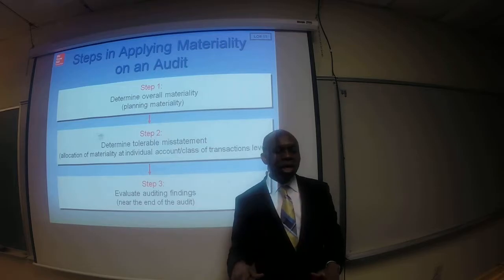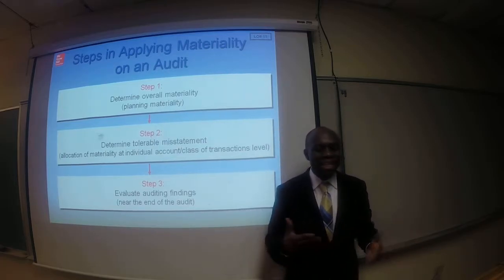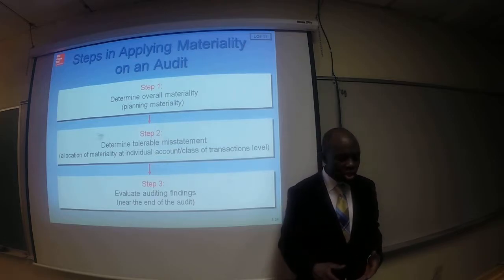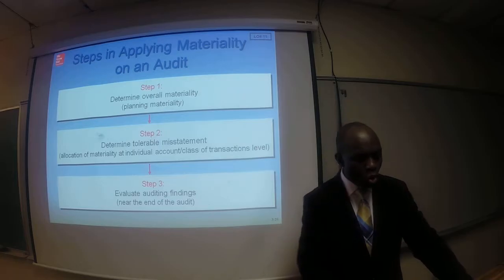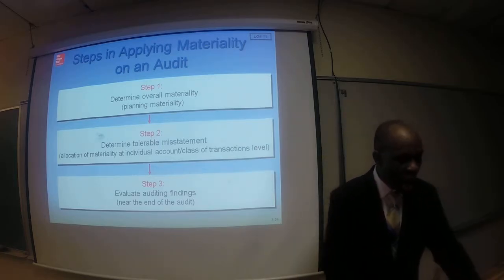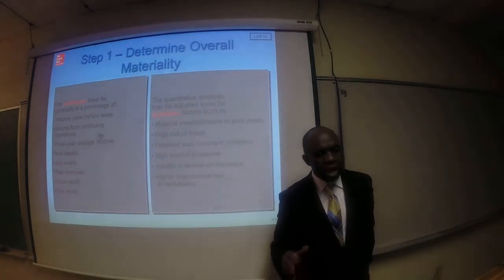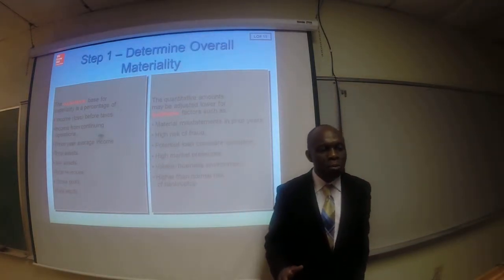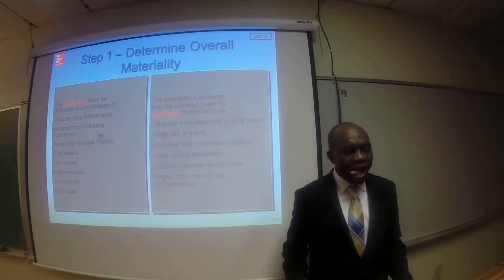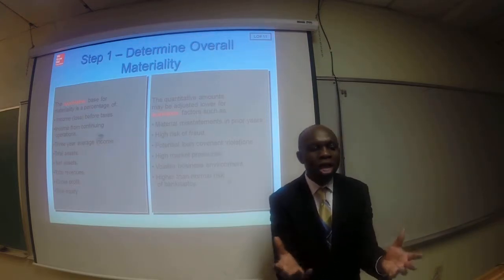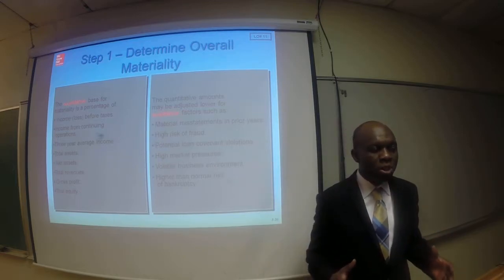Then step 3, we now evaluate audit findings near the end of the audit as to whether, as a whole, the financial statements are materially misstated or not. Now, let's take a look at step 1 in more detail. We determine overall materiality. Here, it is important for you to know, how do we calculate it? What basis do we use in calculating the overall materiality?